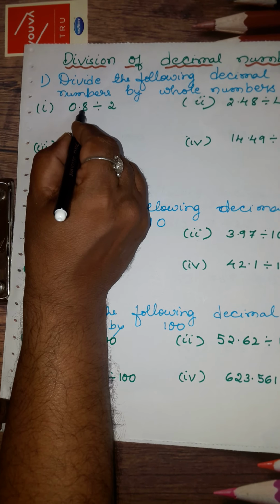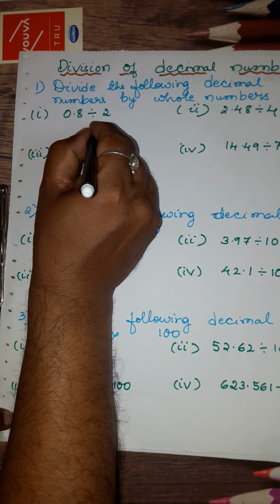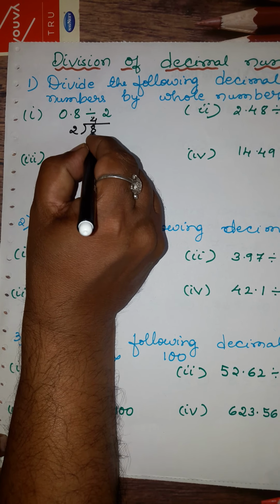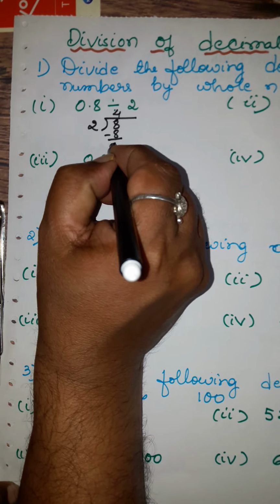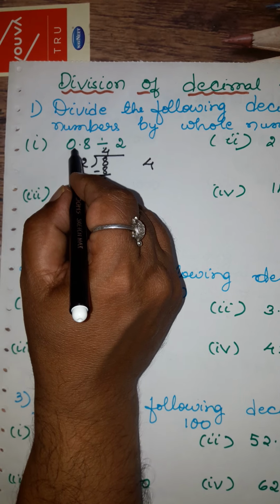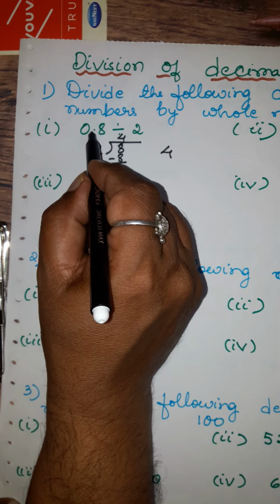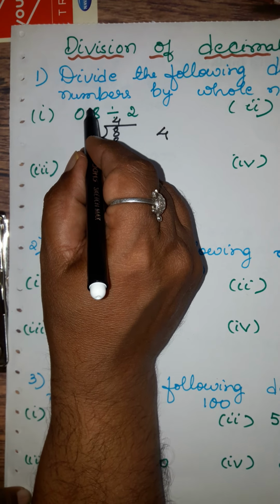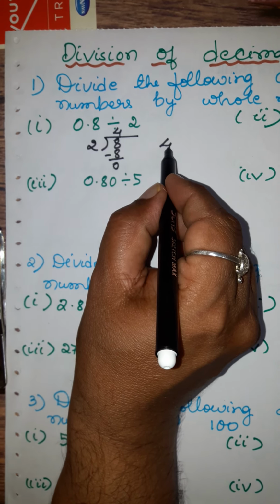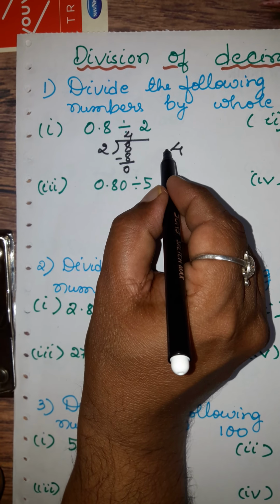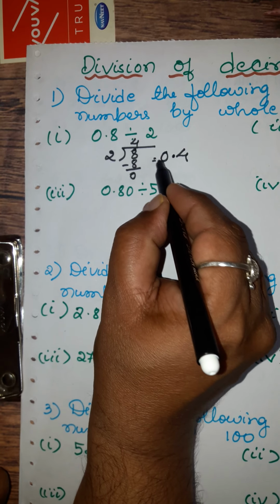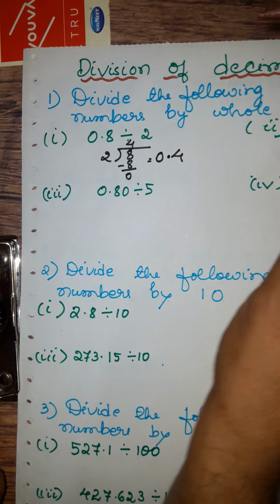Now as usual you divide 8 by 2. 4 times 2 is 8. So 8 minus 8 is 0. So the answer is 4. But in the dividend you have one place to the right of the decimal point. One place. So in the answer we have to move one place to the left and put the decimal point, then put 0. So the answer is 0.4.